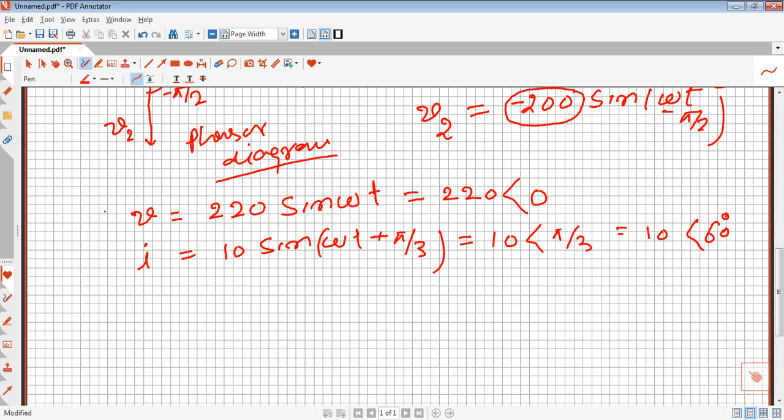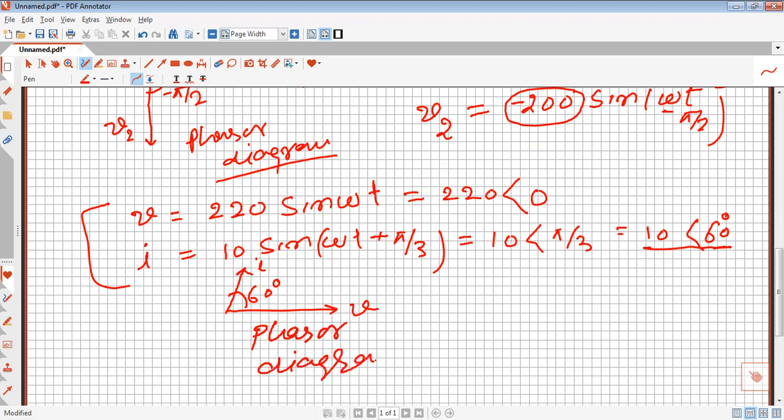If I draw this on the phasor diagram, there is no angle with V, so I am taking V as reference, and current I is plus 60 degrees, meaning leading with respect to V, so we have to draw it on this side. Here this angle is 60 degrees, and this is the current. This is also called a phasor diagram.